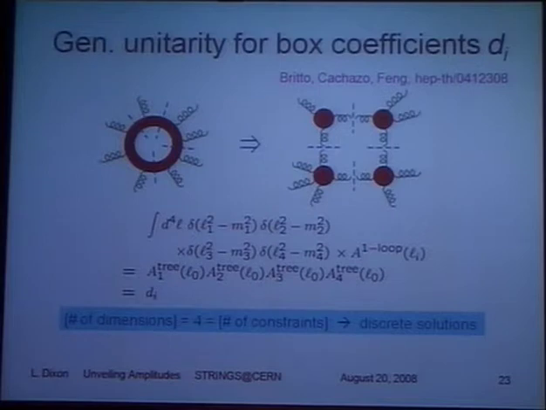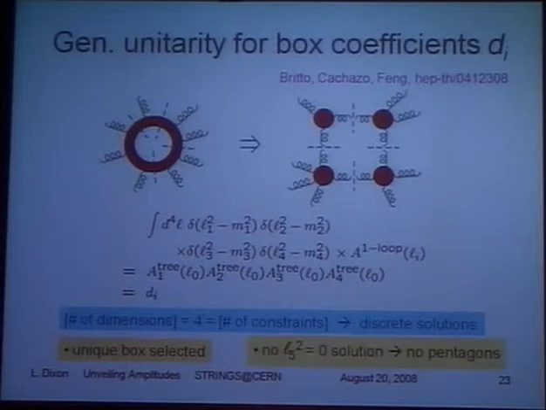And that box coefficient is equal to the product of trees evaluated at the solutions to these four equations. Now, because there are four equations, and because we're in four dimensions, the number of equations equals the number of unknowns. And so we expect discrete solutions, and we generally get two discrete solutions. And that's a very simple way to compute a unique box coefficient.